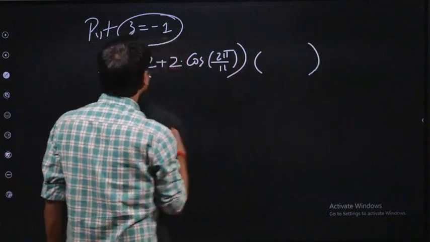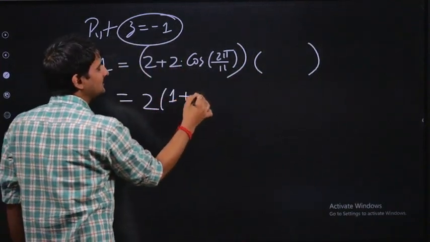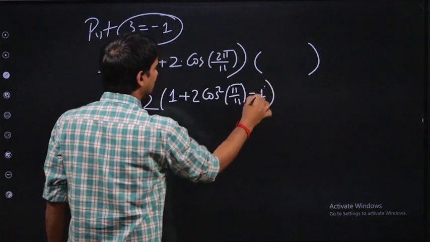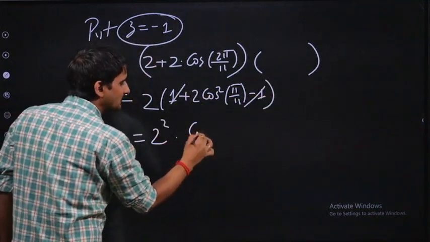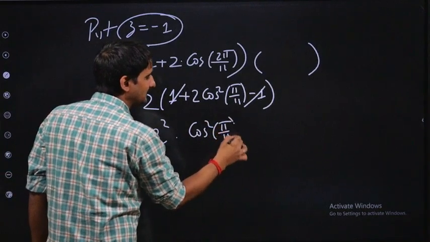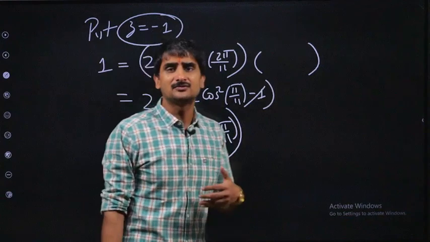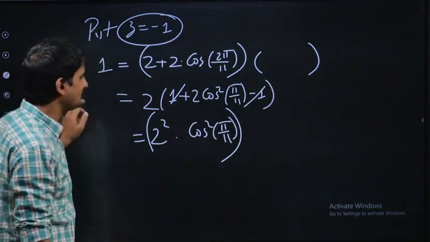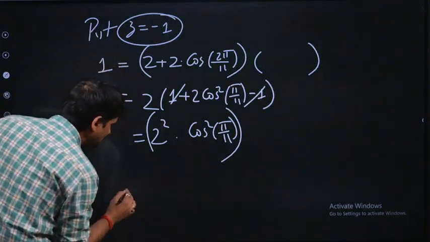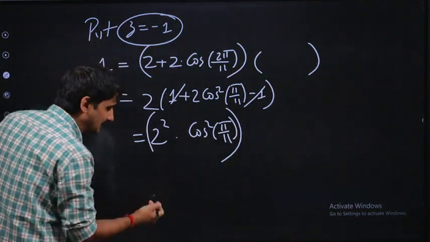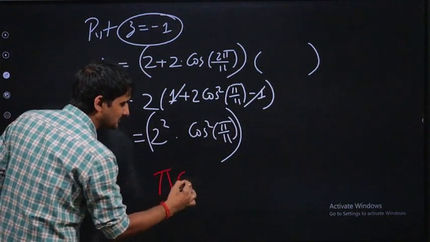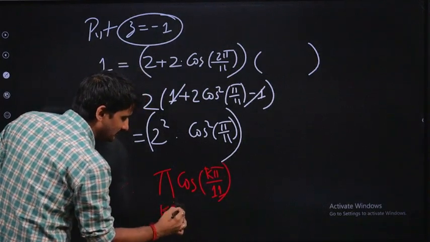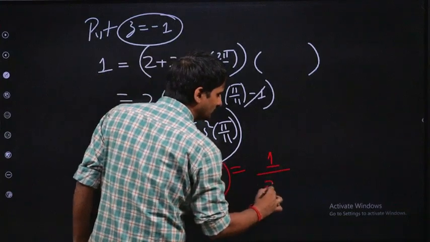What difference will it make? Take 2 common, so you get 1 plus cos 2 theta, which you will write as 2 cos square theta. So you got 2 square into cos square of pi by 11 in the first bracket. Similarly 2 square into cos square of 2 pi by 11 in the second bracket. So that will generate the product of cos terms. So therefore it's 1 upon 2 raised to the power 10. So the product of cos of k pi by 11, k goes from 1 to 5, will be 1 upon 2 raised to the power 5.